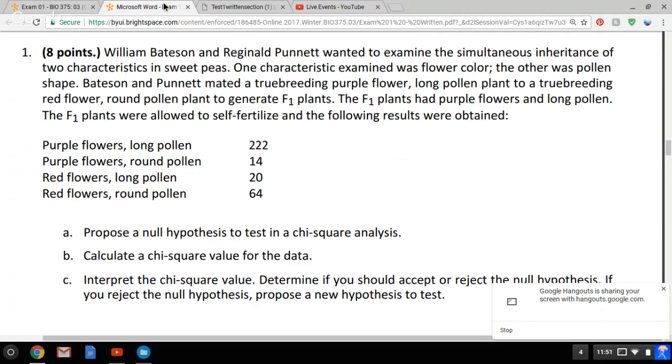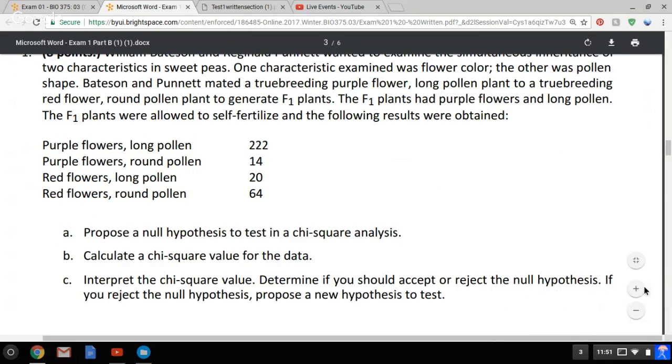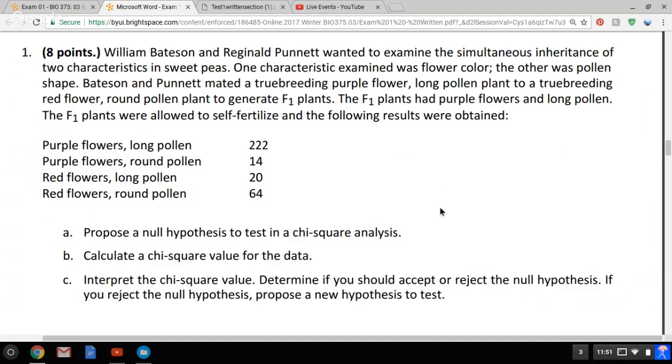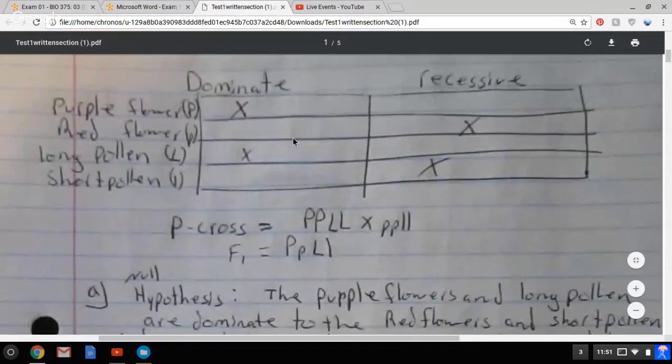The written section video. For the first question, we'll be dealing with the chi-squared test. So I found out the total number of all of the F1 plants to be able to use that to find the expected value. And these are all the observed values. So I made a hypothesis, and I then calculated my chi-squared value.